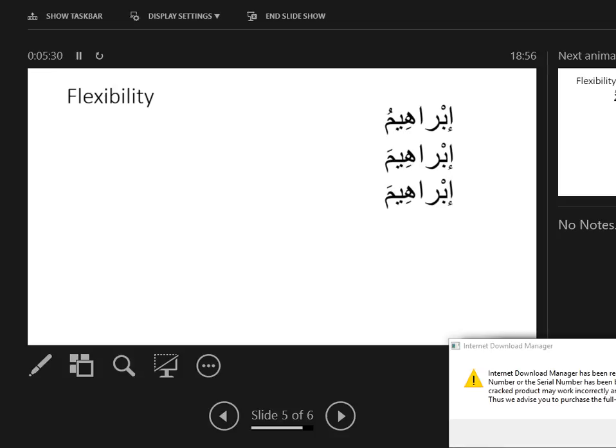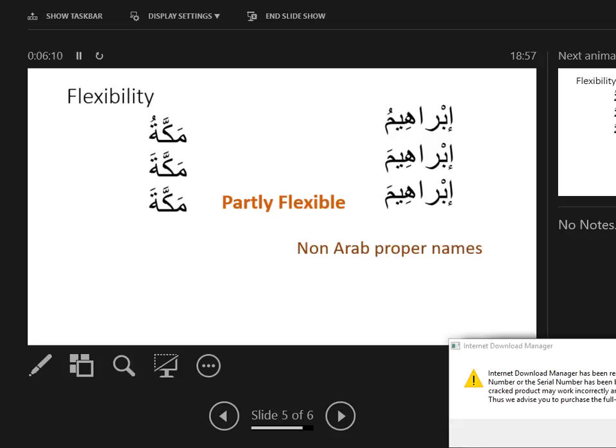And also like Makkah, Makkata, and for the third, yes, it's the same, Makkah. So, yes, several words. We call it partly flexible, okay. Partly flexible. So there's a way to make it easier for memorization. Every non-Arab proper name is partly flexible.